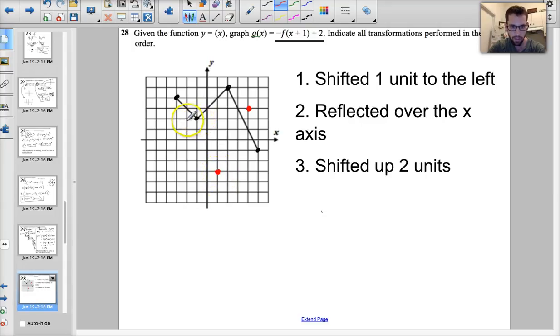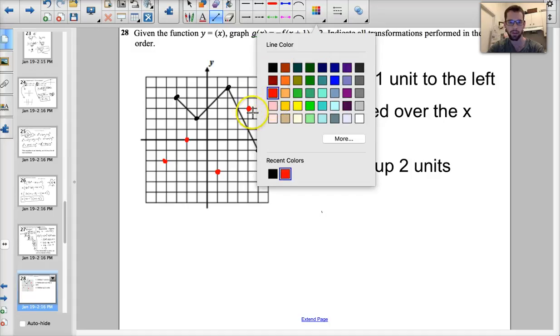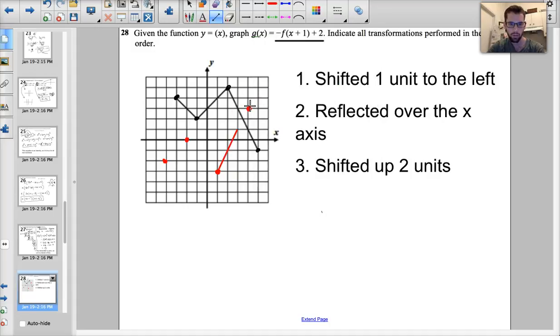Same here. 1 left, over the x-axis, up 2 units. 1 left, over the x-axis, 1, 2, 3, up 2 units. All right, and that should do it. So there is my new function. I'm going to connect the dots using a red line. That connects to that, that connects to that, and that connects to that one.